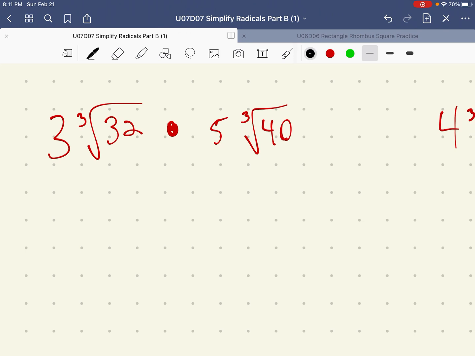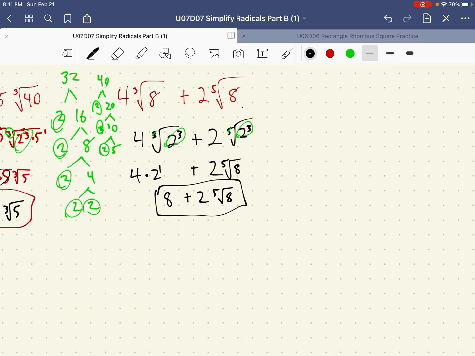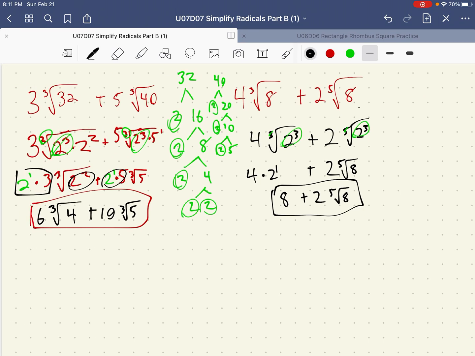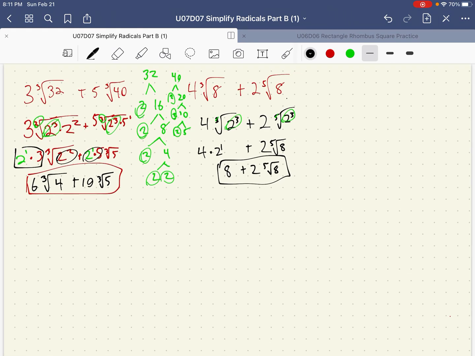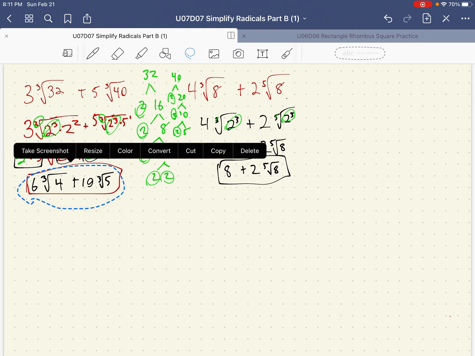And the general rule is that you multiply the coefficients and then you multiply the radicands. Now, it would be easier to do this if we simplify them first. So we'll just take the answers we had from the previous problem. So that was 6 cubic root of 4, 10 cubic root of 5.